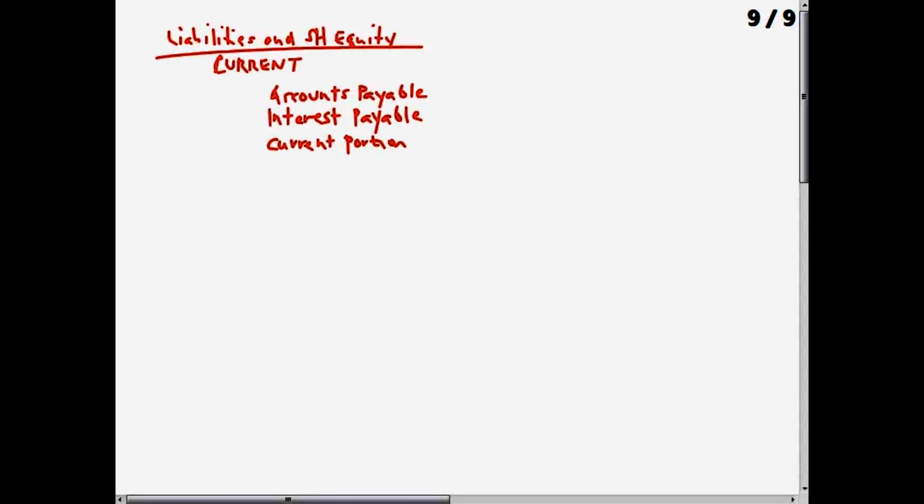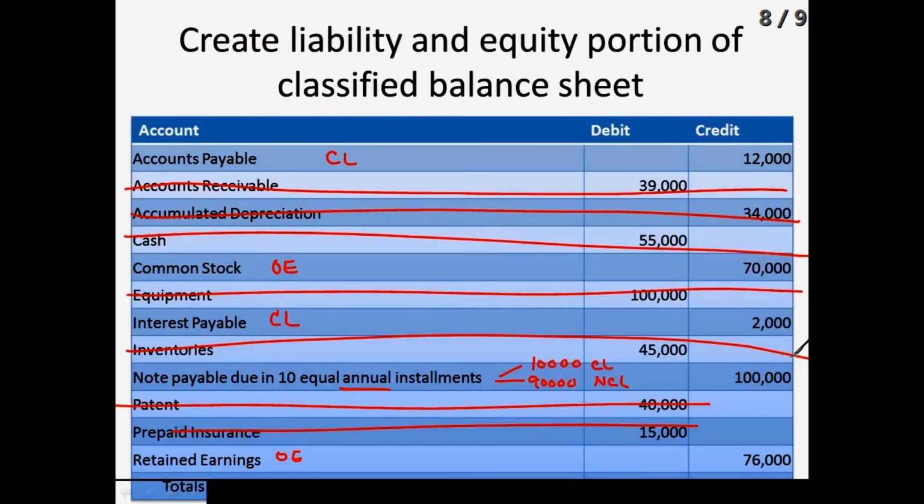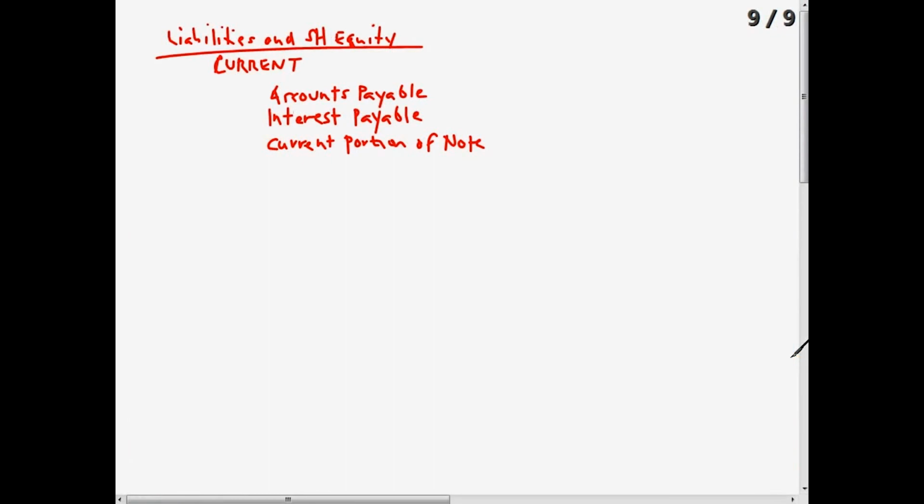Okay, so what are my current liabilities? Accounts payable, and what else? Interest payable. Anything else? Current portion of notes payable. Okay, so how much are all of these things? My accounts payable are 12, my interest payable is 2, and my current portion was 10. Okay, so total current liabilities.